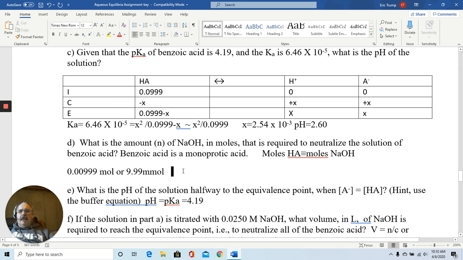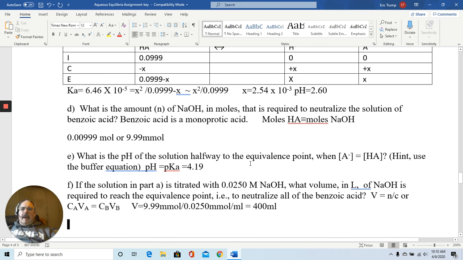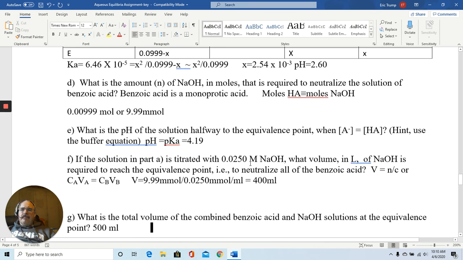Part D. How much NaOH does it take to neutralize the benzoic acid? By the definition of equivalence point, the moles of your acid is going to equal your moles of base. So that's going to be the same number that you calculated earlier. Halfway to the equivalence point, pH equals pKa, so 4.19 would be the pH there.